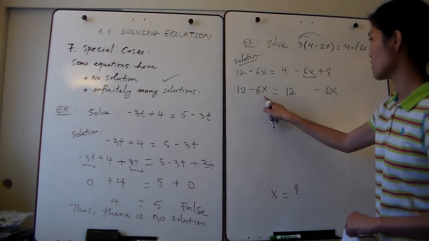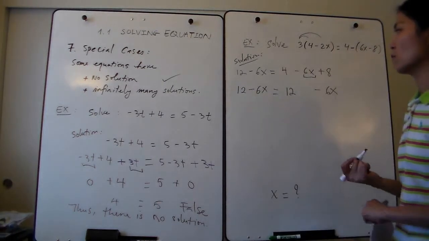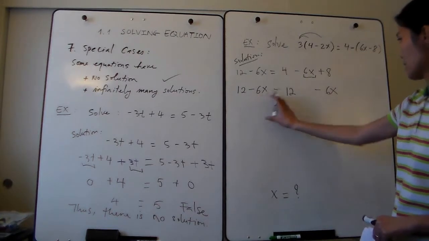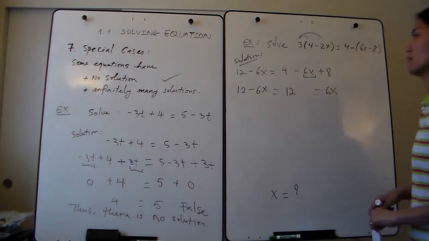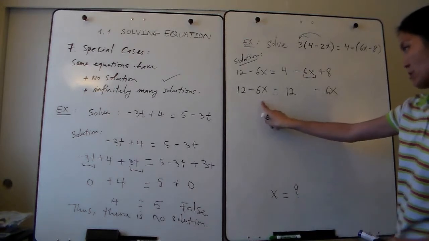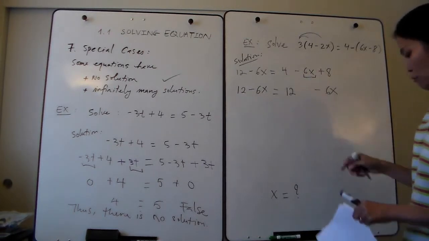Now we have 12 minus 6x and 12 minus 6x. Again, there are different ways we can do that. First, I will simplify. I would move 6x together to one side. It doesn't matter which one you pick because they're both the same x with the same coefficient.